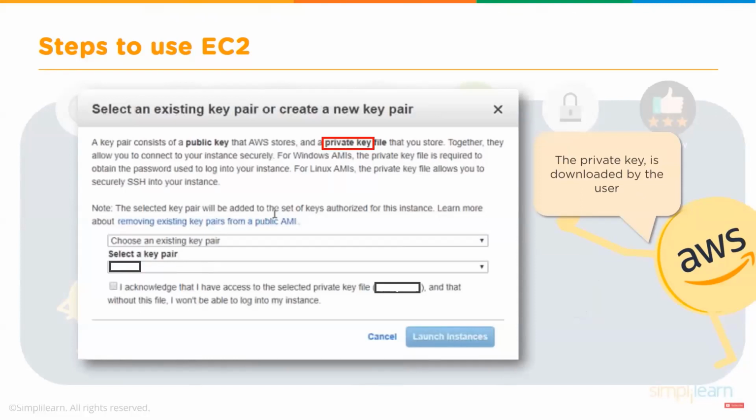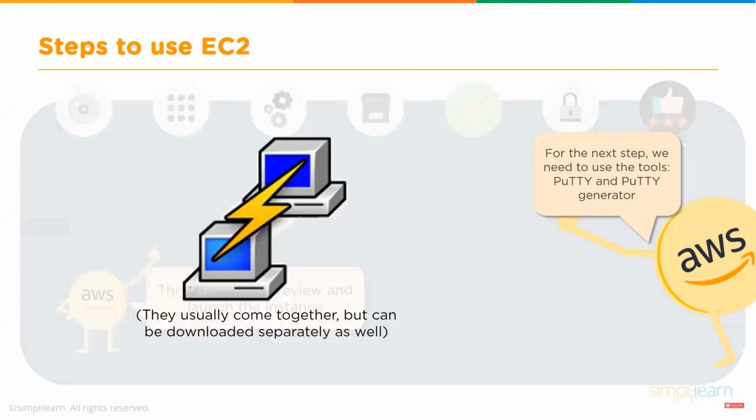The private key is downloaded by the user and is kept with the user, and the public key is used by Amazon to confirm the identity of the user. So just go ahead and download the private key and keep it for yourself. This private key gets downloaded as a .pem file. It's a format of the file. And our next step is to access the EC2 instance.